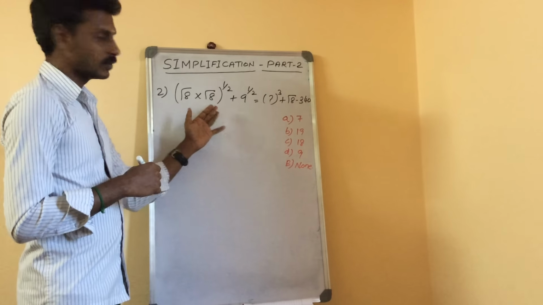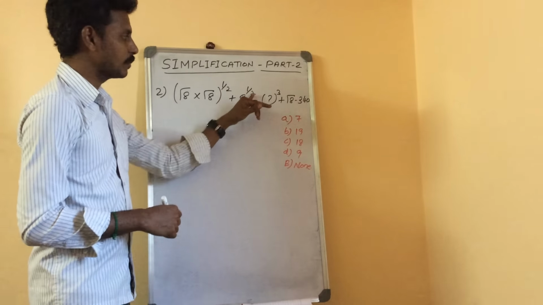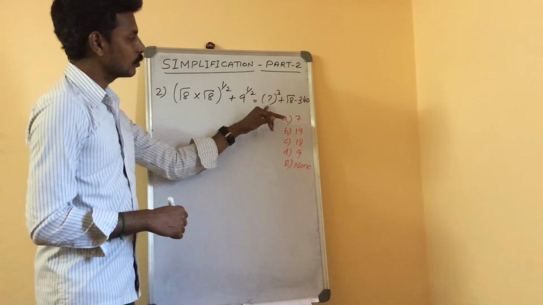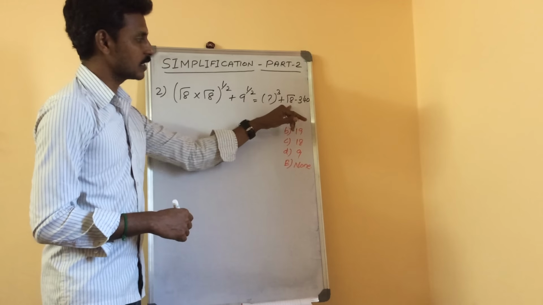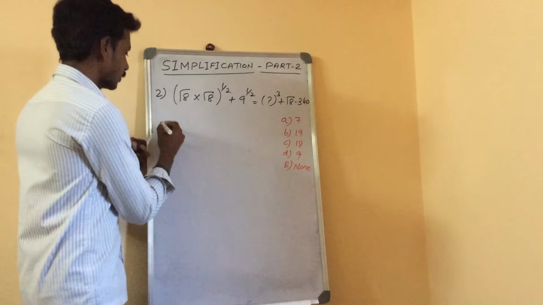This is the second example. √8 × √8 whole power 1/2 plus 9 power 1/2 equals question mark, power cube plus √8 minus 340. Okay, the question will be like this. Let's move to the solution.